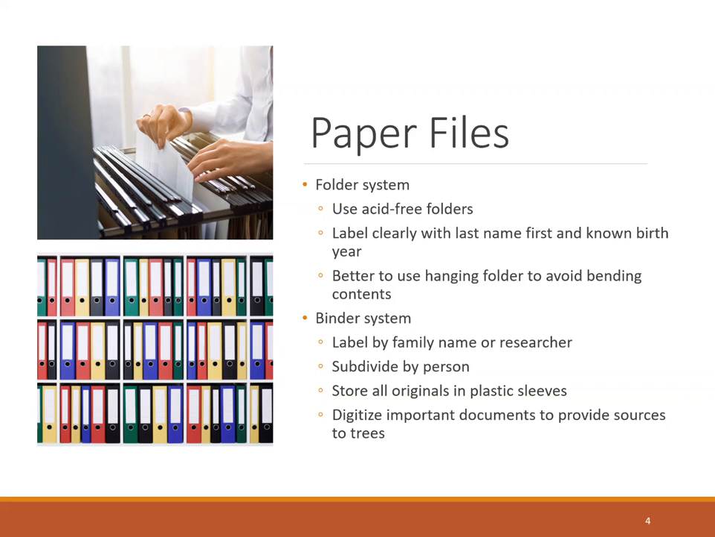I also label by researcher. I inherited some research by a family member, and I have all of her work in one binder to recognize her research. But I subdivide those binders by people. I have all originals, valuable documents in plastic sleeves, and then I have gone through and digitized any documents that are supporting sources so I can put them online or in my tree for easy access.